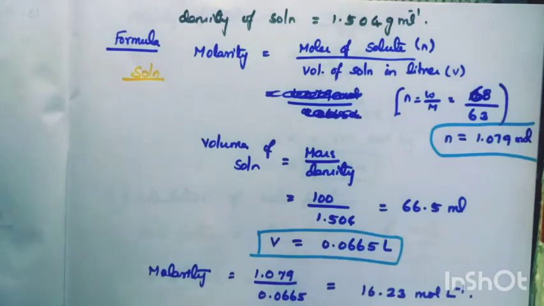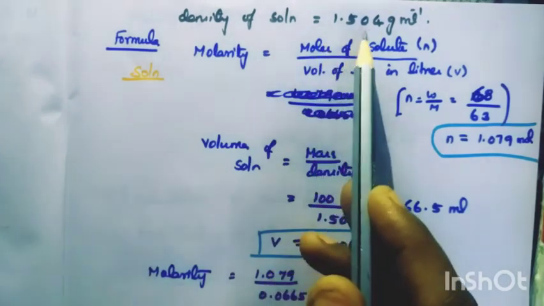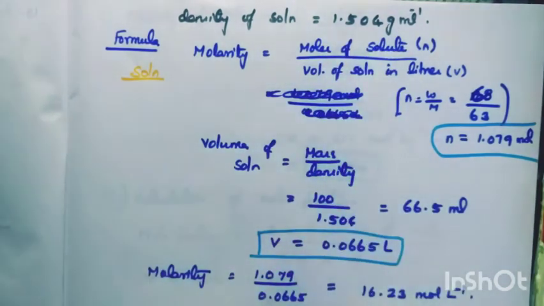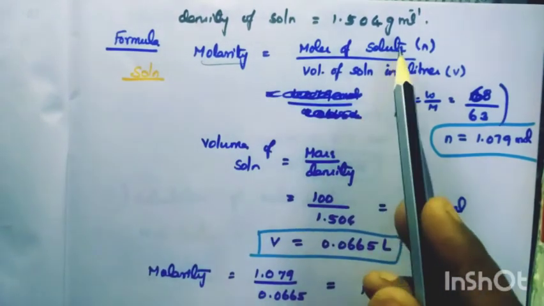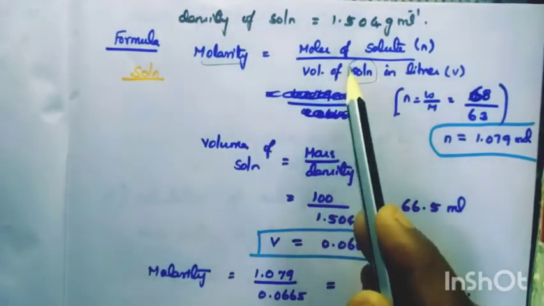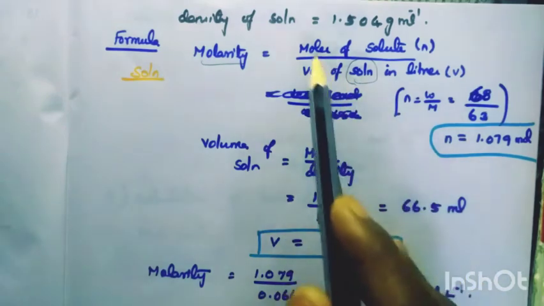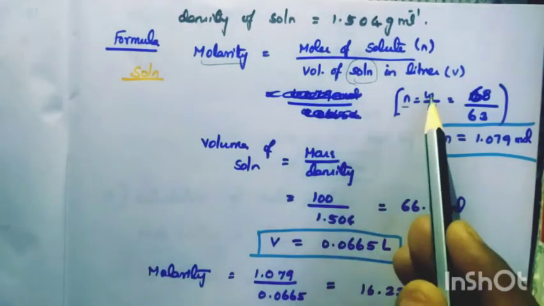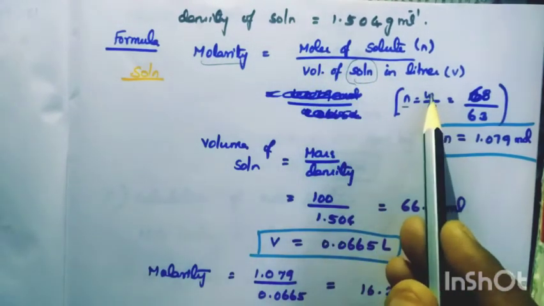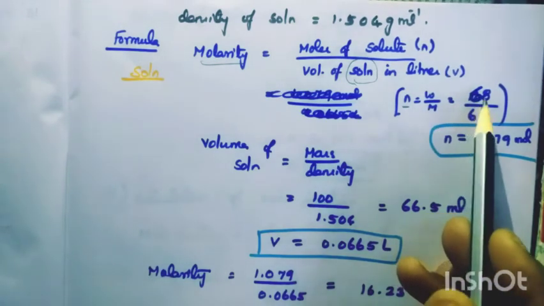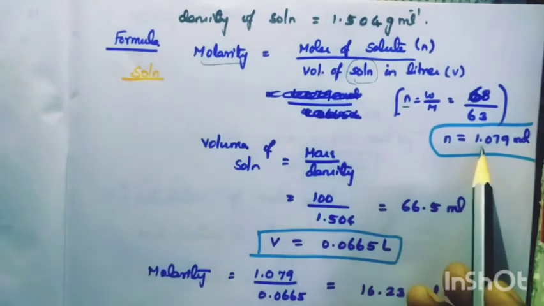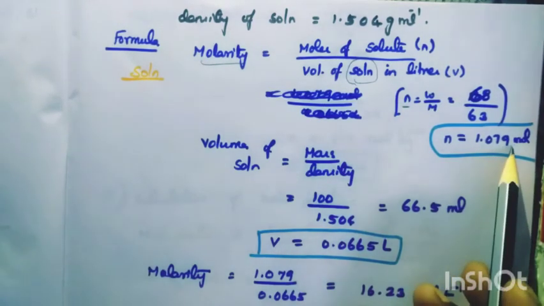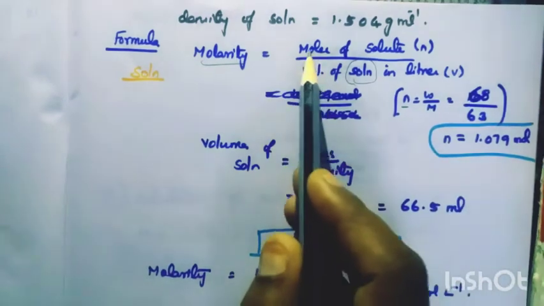And the density is also given, no? So density is equal to 1.504 gram per ml. That is the formula. What do we have to find? Molarity. What is the formula? Moles of the solute by volume of the solution. Moles of the solute, that is n is equal to W by M. Weight is 68 gram of nitric acid, molar mass 63, as calculated. So n is equal to 1.079 mole. Moles we find.